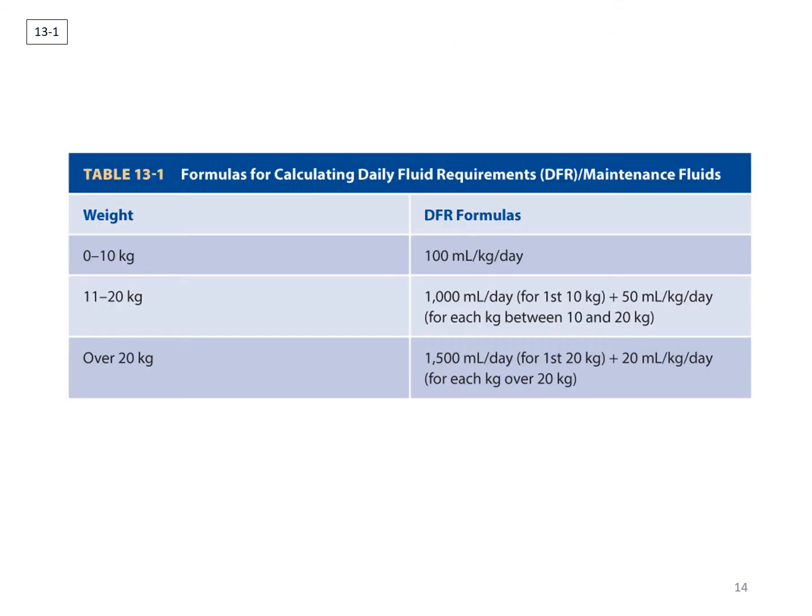Here's the table. So for 0 to 10 kilograms, we give them 100 milliliters per kilogram per day. For instance, if we have a 1 kilogram infant, very tiny preemie, their DFR is 100 milliliters because they weigh 1 kilogram. For a child that's 11 to 20 kilograms, we're going to give them 1,000 for the first 10, and then it's 50 milliliters per kilogram per day. And then over 20 kilograms, they're getting 1,500 for the first 20 kilograms, and then it's 20 milliliters per kilogram per day.